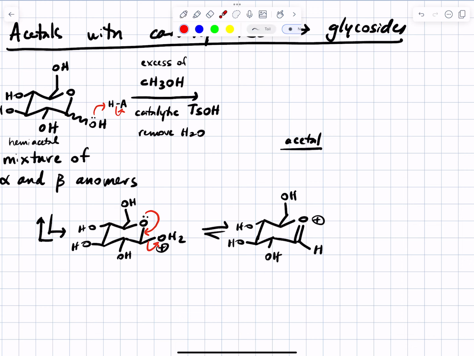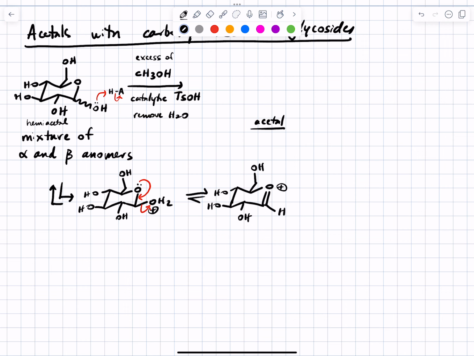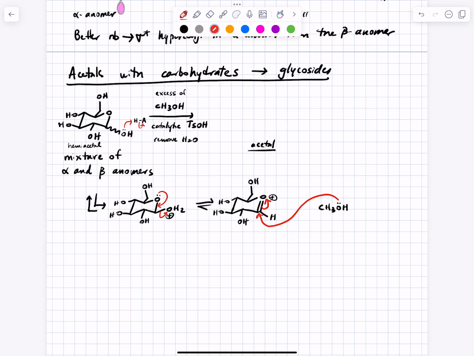Understand it is totally fine to draw it with a sigma bond here and a positive charge on the carbon. Then you would show methanol acting as the alcohol, attacking the carbonyl carbon and breaking the pi bond. And then I'll have you finish that mechanism and draw what the product is. The product is going to be called a methyl glycoside of glucose.